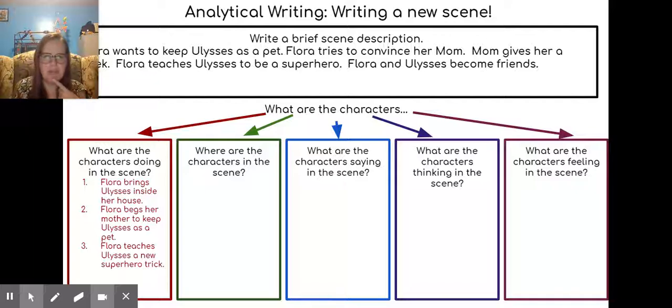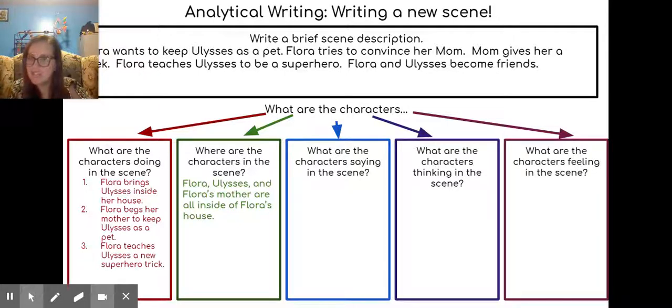But if her mom gives her a week, it might be because her mom is worried that maybe the squirrel won't be potty trained. Or maybe the squirrel will make a mess inside of her house. So for my sequel, I put that Flora, Ulysses, and Flora's mother are all inside of Flora's house because she wants to keep Ulysses as a pet. And her mom is concerned that Ulysses is going to make a big old mess in this house. So just by looking at my description that I wrote up top, I was able to put the answers for my first two boxes. Easy peasy lemon squeezy.